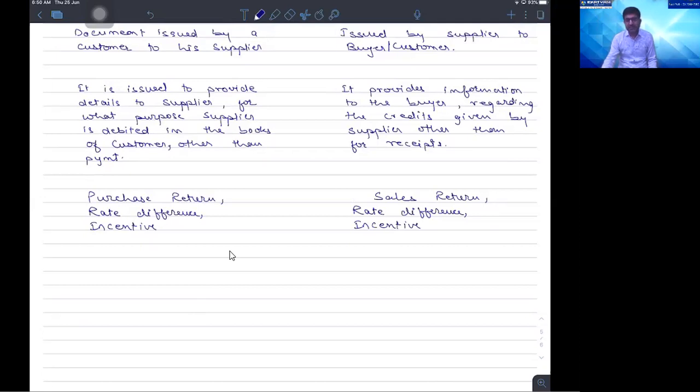Now, how do we prepare these purchase and sales return books? And what is this cash book? All this we'll be talking about in tomorrow's session.